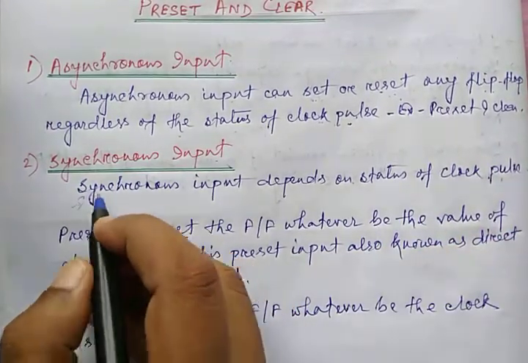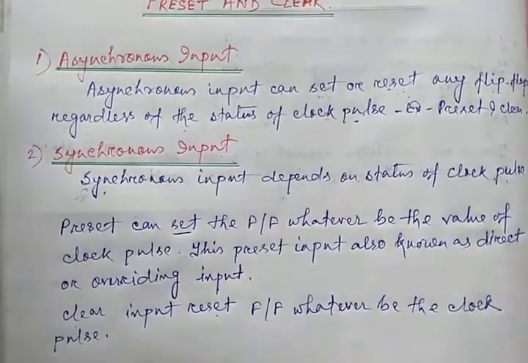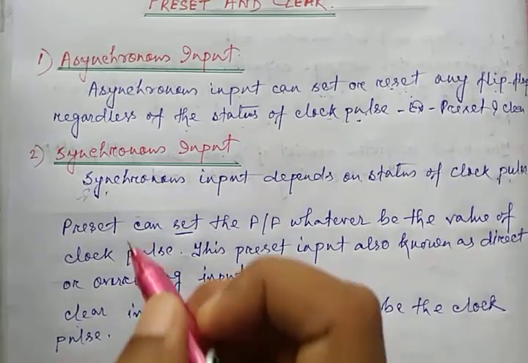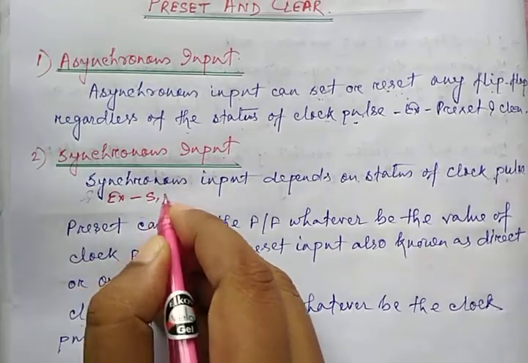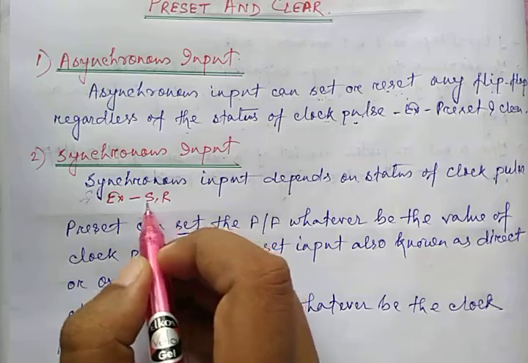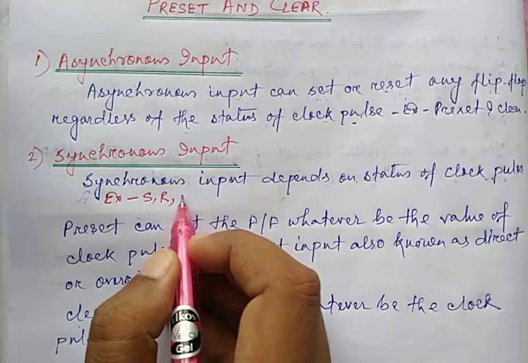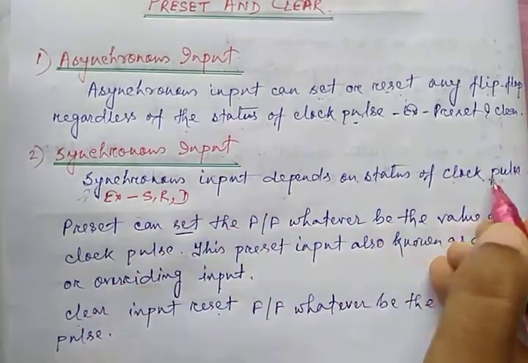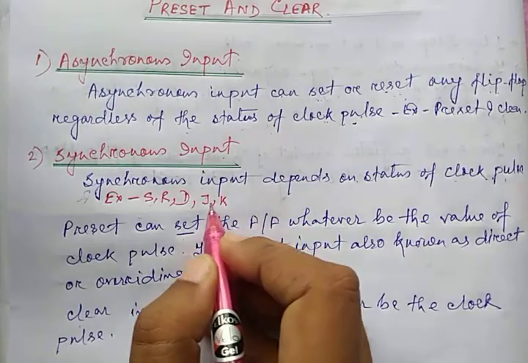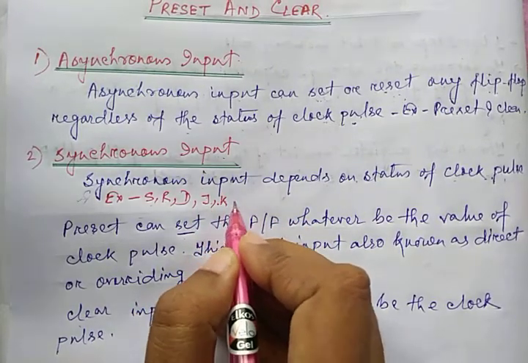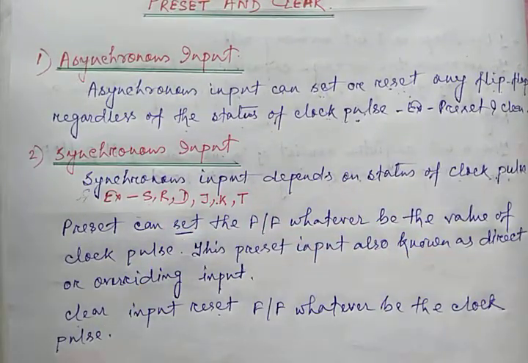So for synchronous input, we know that there are many flip-flops. What will be the example of synchronous input? In SR flip-flop, inputs are S and R, which totally depend on the clock pulse. In D flip-flop also it depends on the clock pulse, so D input, JK input. In JK flip-flop inputs are J and K, and in T flip-flop it is T. So these are all synchronous inputs.